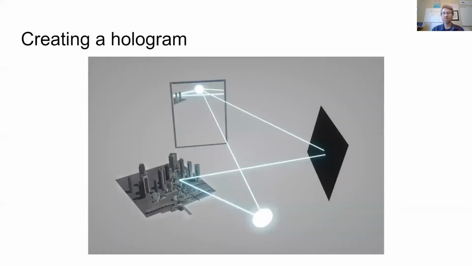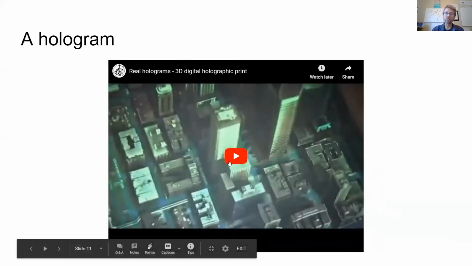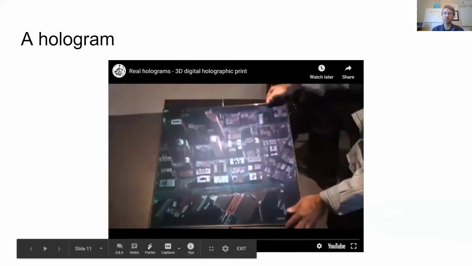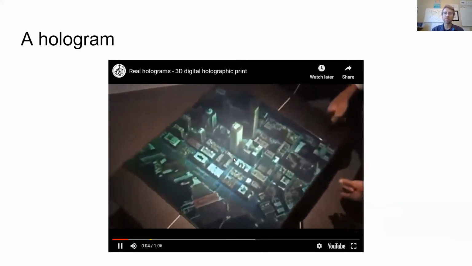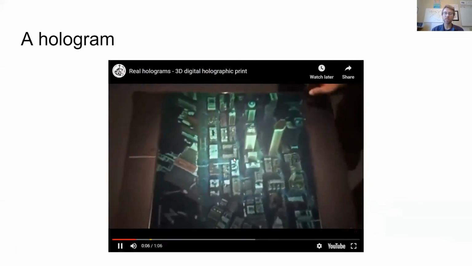So let's talk for a minute about holograms. When you shine light on an object like the city here, and then you capture that light on a film with reference light coming off a mirror, you capture the light as a whole, and you get a hologram, which looks something like this. This really cool video of a city hologram. Looks very realistic.